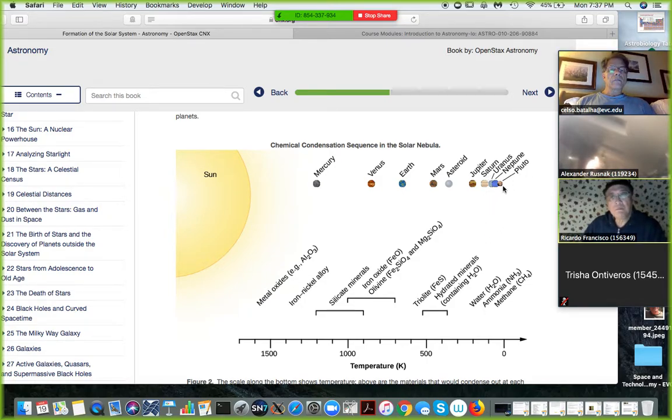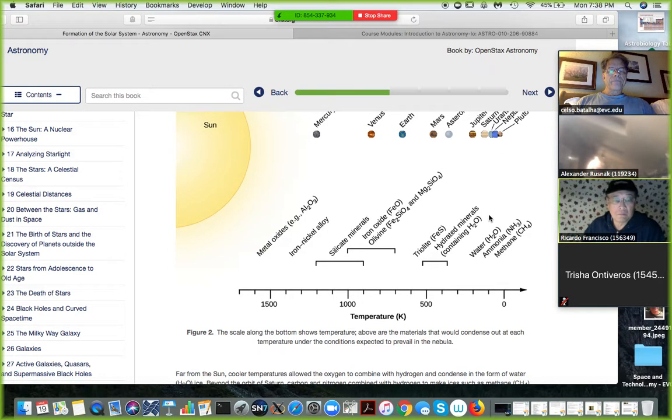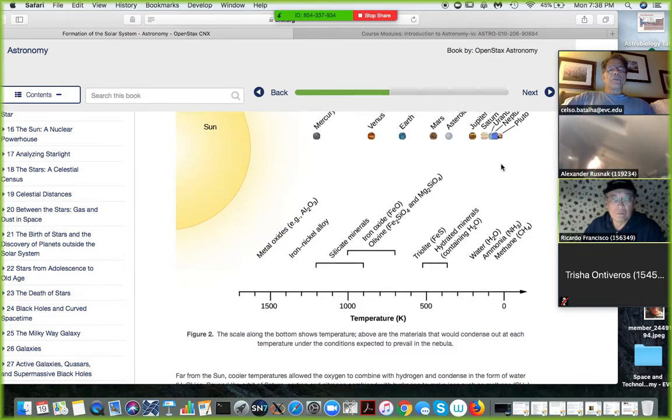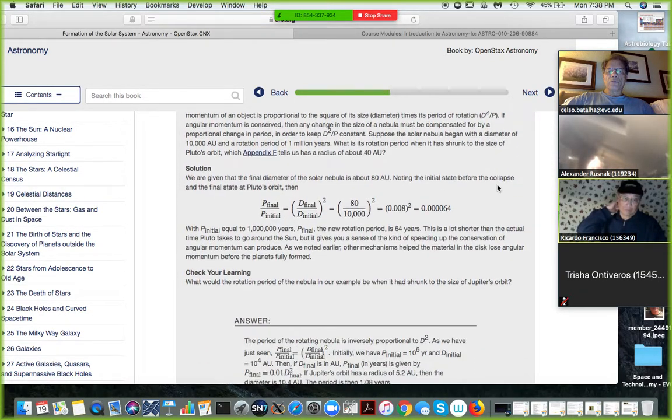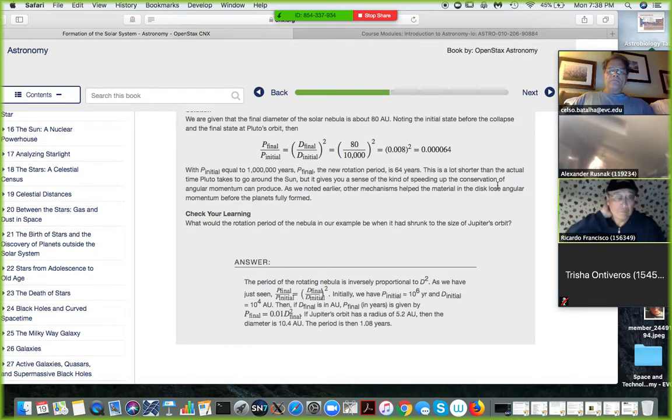Pluto is there. I don't know why. It's not a planet. Probably this is an old picture. But see, metal oxides, that's the high temperature. With this high temperature, you cannot have water, ammonia, and methane. So those are pretty much concentrated in the region where these Jovian planets happen to be located.